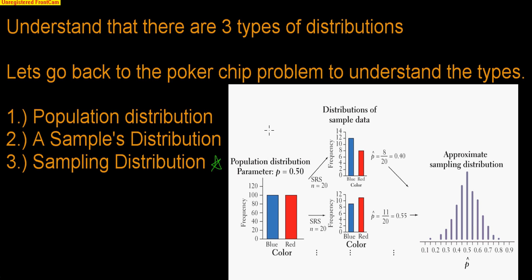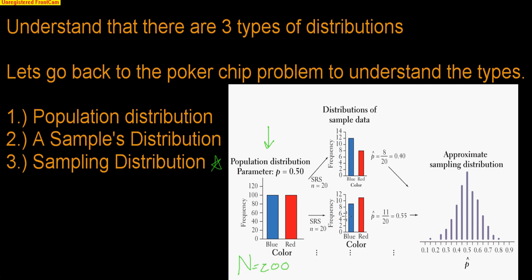So for example, right here, this first one is a population distribution. If we have 200 total poker chips, we know that 100 of them are going to be blue and 100 of them are going to be red. That's 50% blue, 50% red. This is exactly perfect. This is what we know from the entire capital N of 200 chips. Pretty simple: 100 blue, 100 red. That's what the population looks like. We know that for a fact.